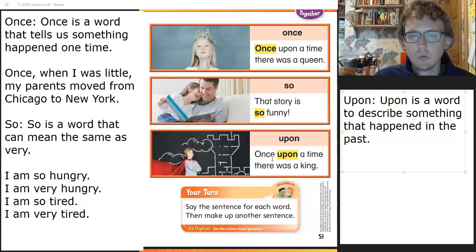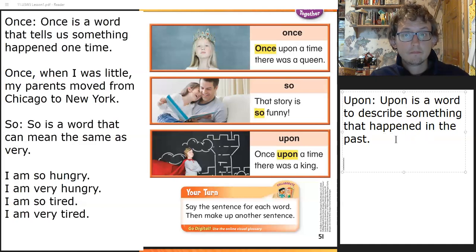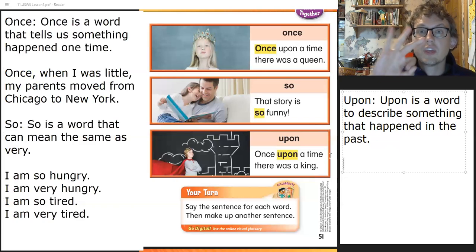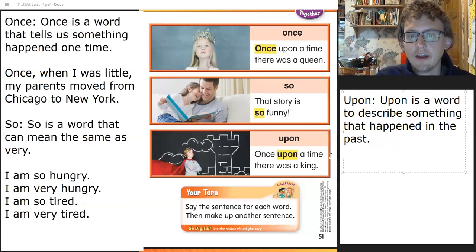So we learned the word once already, right? So one time, and then the word upon means in the past. So one time in the past, not right now, not the future, but in the past. Usually once upon a time means a long, long, long time ago, okay? Maybe 150 years or 300 years ago, okay?